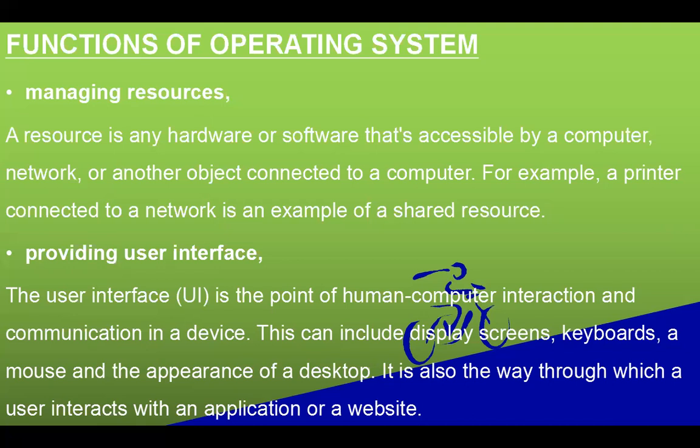The second function is providing the user interface. User interface, in short UI, is the point of human-computer interaction and communication in a device. So the interaction between a computer and a human is what we call the user interface. This can include the display screen, keyboards, a mouse, and the appearance of the desktop. Also, the way through which a user interacts with an application or website. So that's all about the user interface.